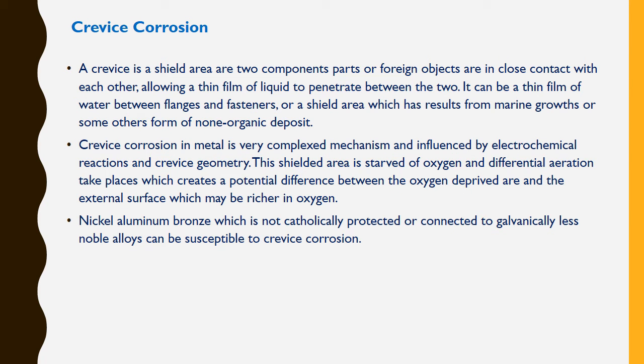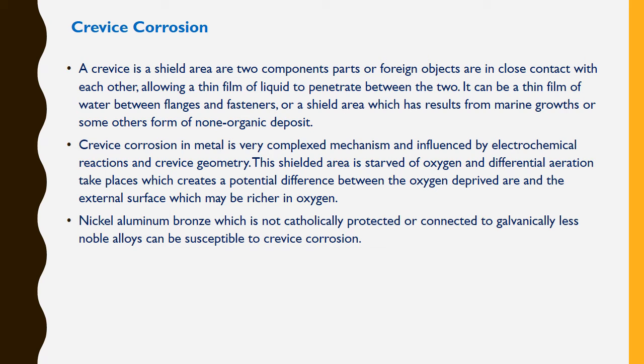Crevice corrosion. A crevice is a shielded area where two component parts or foreign objects are in close contact with each other, allowing a thin film of liquid to penetrate between the two. It can be a thin film of water between a flange and fastener, or a shielded area which has resulted from marine growth or some other form of non-organic deposit. Crevice corrosion in metal is a very complex mechanism influenced by electrochemical reaction and crevice geometry.